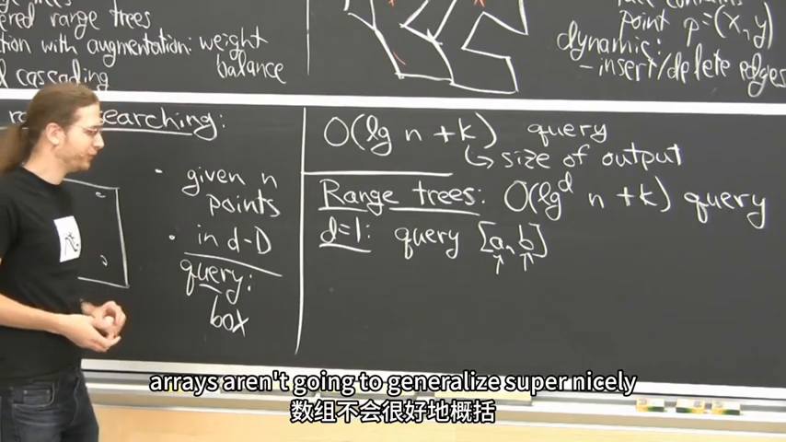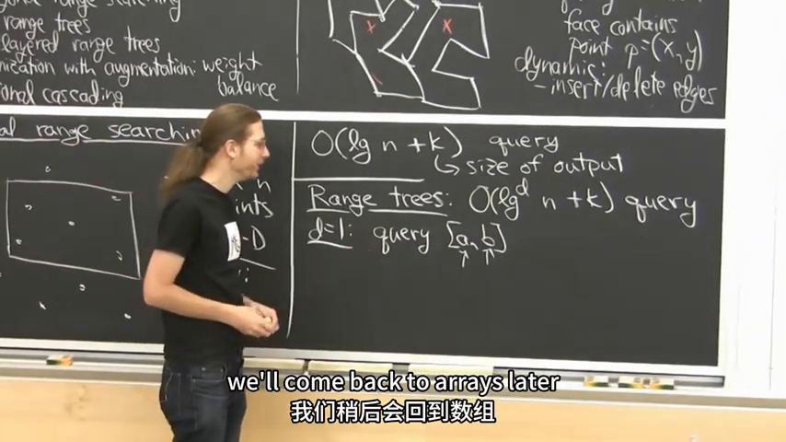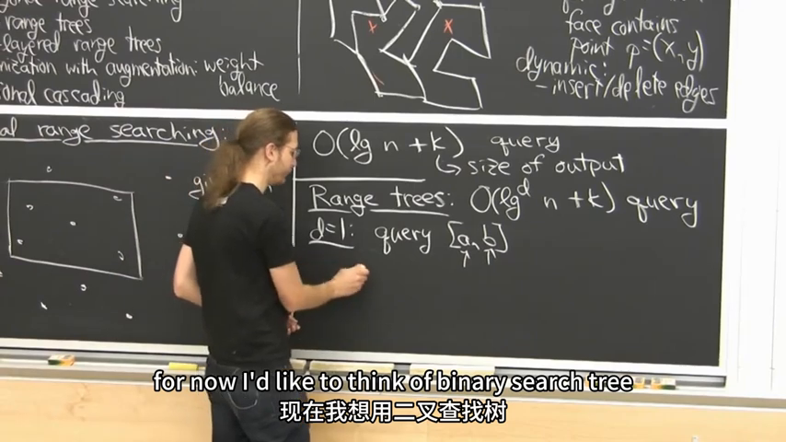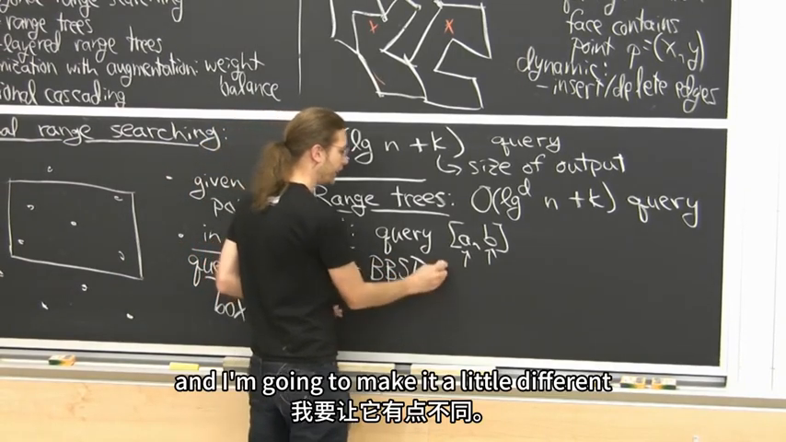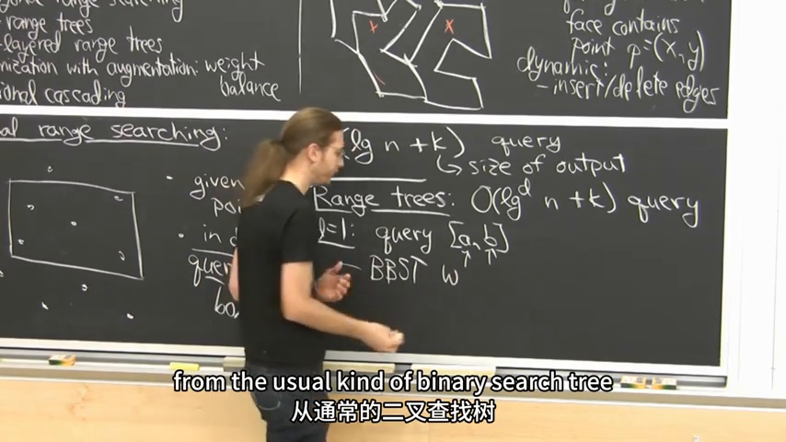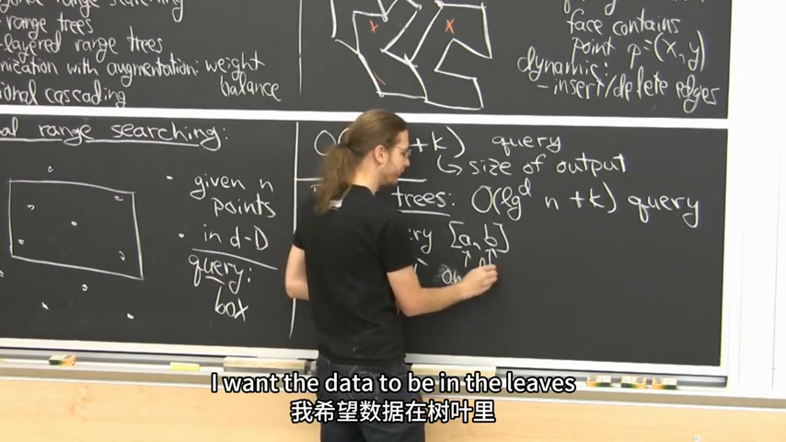Arrays aren't going to generalize super nicely, although we'll come back to arrays later. For now, I'd like to think of a binary search tree, a balanced binary search tree. And I'm going to make it a little different from the usual kind of binary search tree. I want the data to be in the leaves.